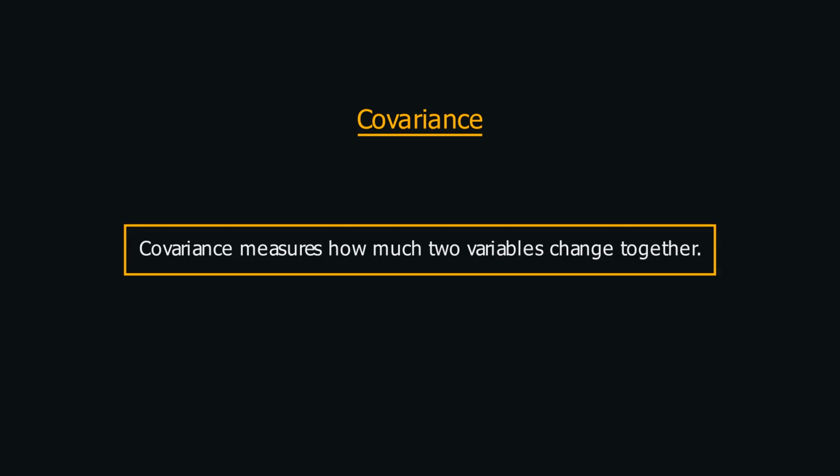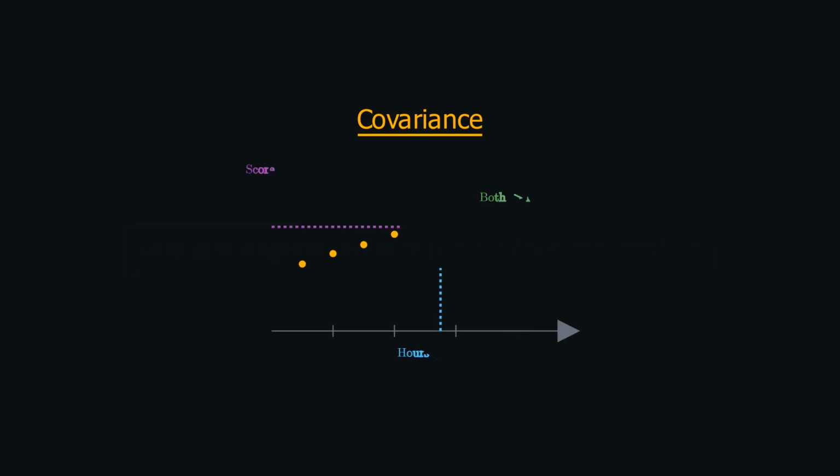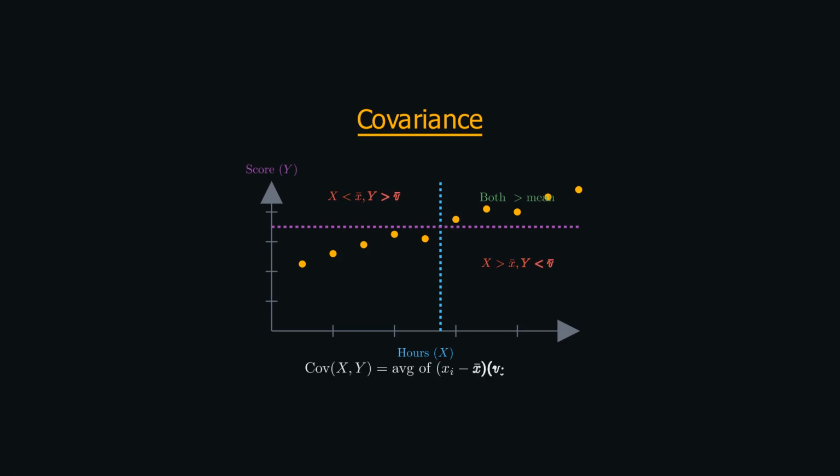Covariance looks at every pair of data points together. For each pair it asks, is the x value above its average at the same time that the y value is above its average? If yes, both deviations are positive and their product is positive. If one is above while the other is below, one deviation is negative and their product is negative. Covariance is the average of all those products.